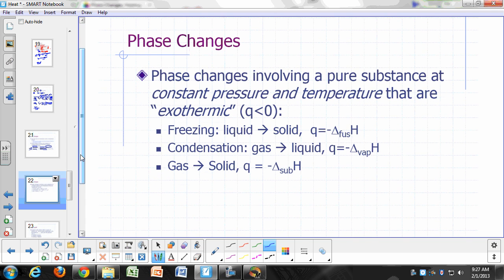Now, if you have the reverse of these, freezing, liquid going to solid, the heat would just be the negative of the heat of fusion. Okay, it's going to be a negative number. And if you have a gas turning into a liquid, then the heat flow involved would be just the negative of the heat of vaporization. So these are exothermic processes. Gas turning to a solid, the heat flow there would just be the negative of the heat of sublimation. Okay. So those are exothermic processes.